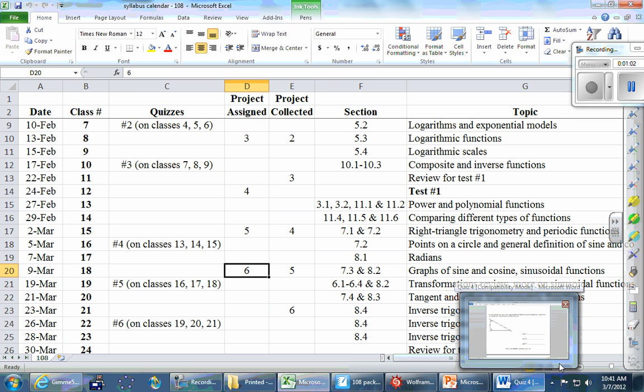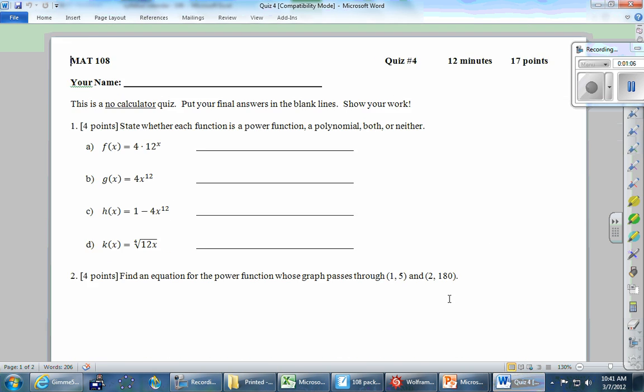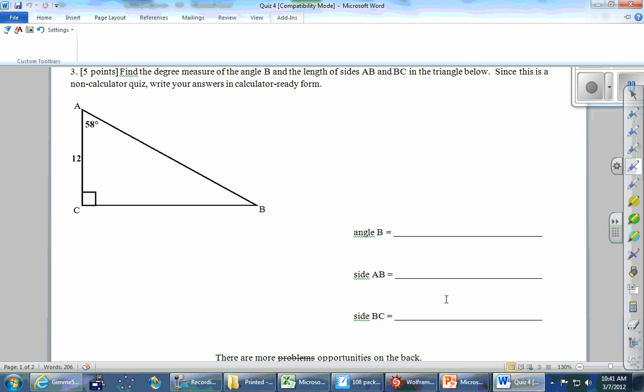Okay, next thing I want to do is take a look at this quiz that I just handed back. I do drop the single lowest quiz grade at the end of the semester. So for some of you, I think this will be the lowest quiz grade. But I just wanted to take a look at number 3 because it's really important to me that we're able to do stuff like number 3 moving forward in our trigonometry section.